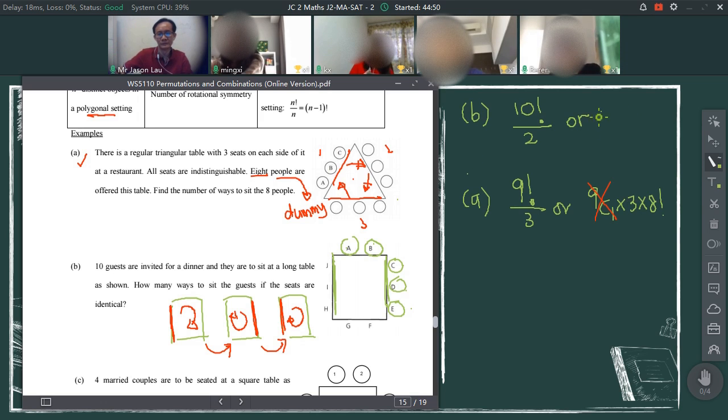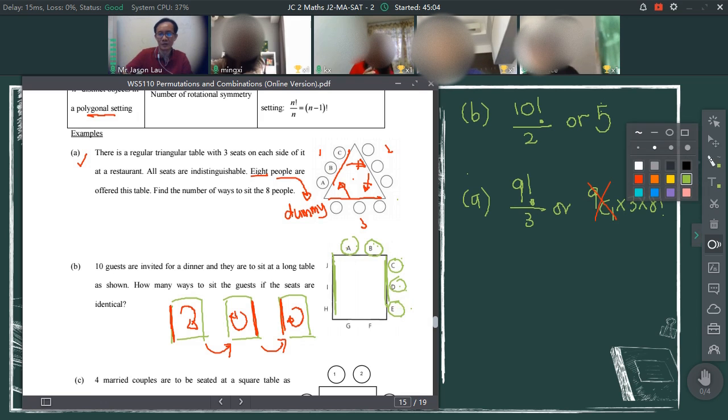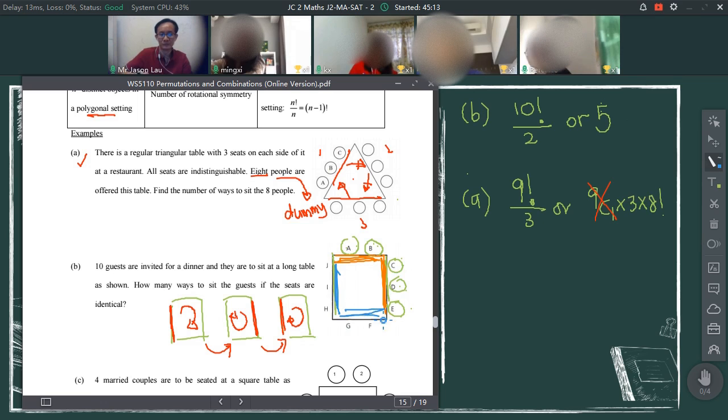For B, the first person to go in will have only 5 ways to do it. Is it okay? 5 ways? Because of the symmetry. This side is symmetrical to the other side. So I just write here, this side is symmetrical to the other side. The way you put the person, you must be very careful. This is a very crucial number. If this number is wrong, of course you'll be done, finished already.